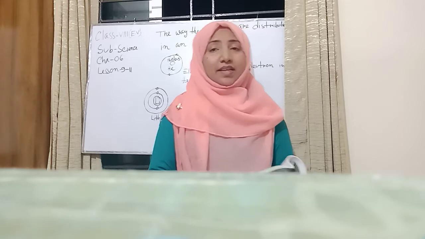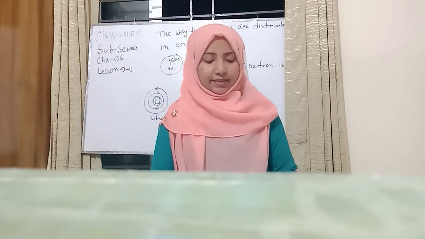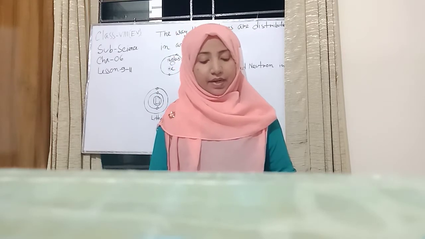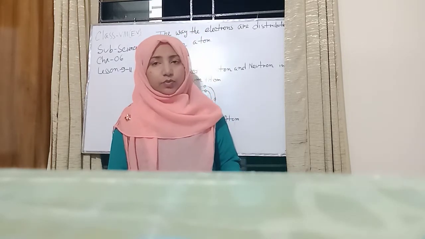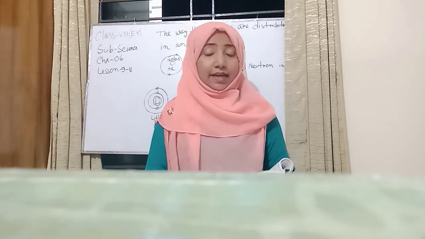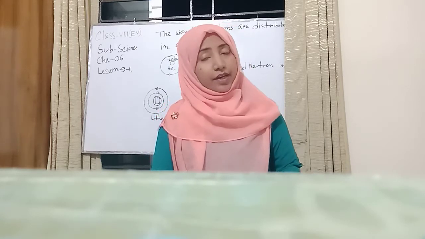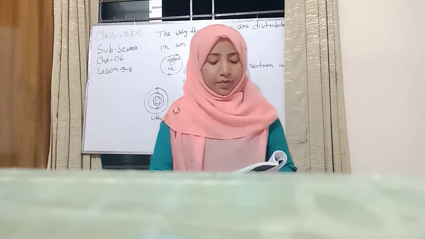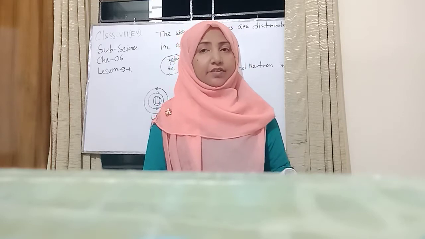In the previous class, we explained the lesson 6 to 8. I want to explain about the atomic number, mass number, and the isotopes. Here, we also explained that in the hydrogen isotope there are three categories of isotopes. The first is protium, the second is deuterium, and the third is tritium.